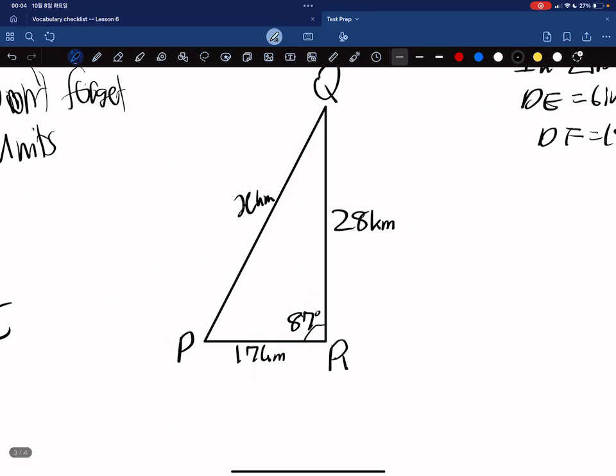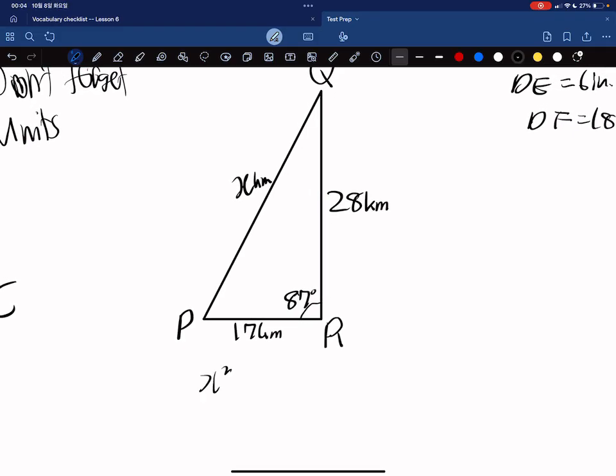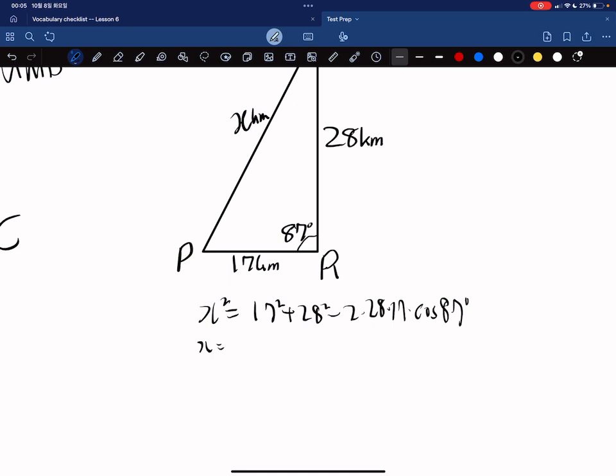Anyways, law of cosine. Now we can find it by doing x squared equals 17 squared plus 28 squared minus 2 times 28 times 17 times cosine 87 degrees. Now you can simply find x by putting this value in our calculator.